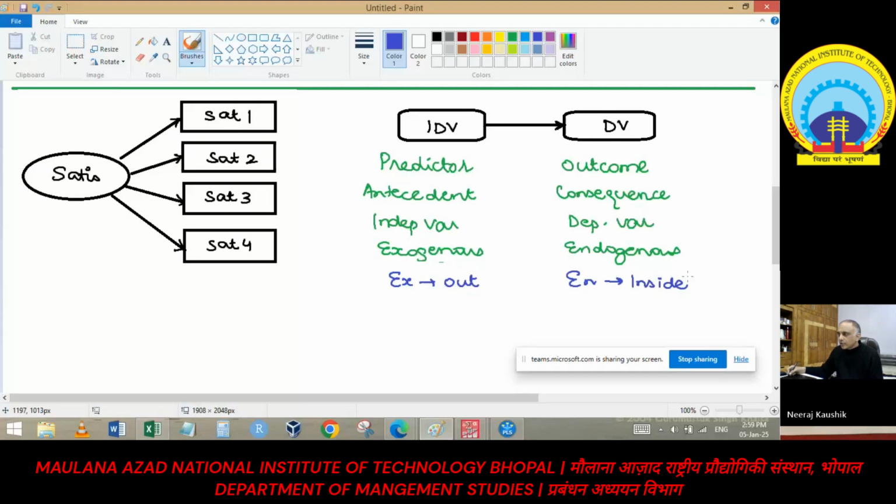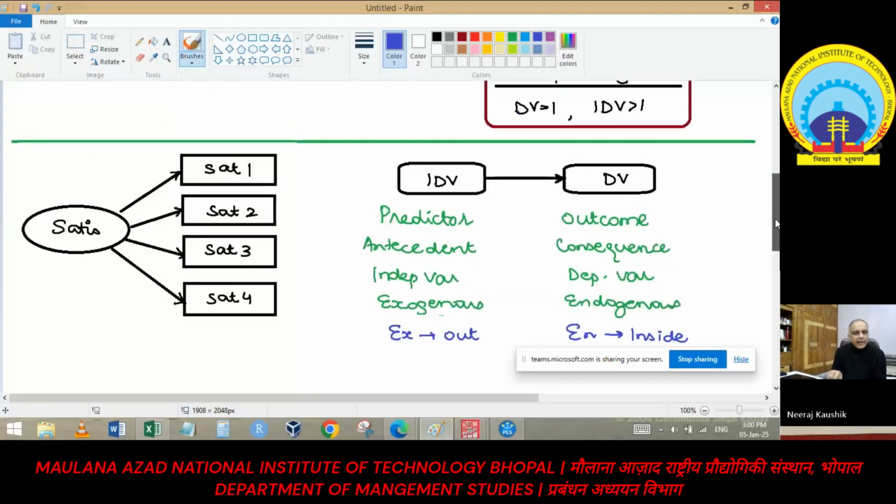Now look at the diagram of the reflective model once again and tell me, out of satisfaction and SAT1, which one is independent and which one is dependent? What's your point of view? Satisfaction will be independent and SAT1, SAT2 will be dependent. Very true. Satisfaction is independent and SAT1 is dependent, SAT2 is also dependent, SAT3 is also dependent.